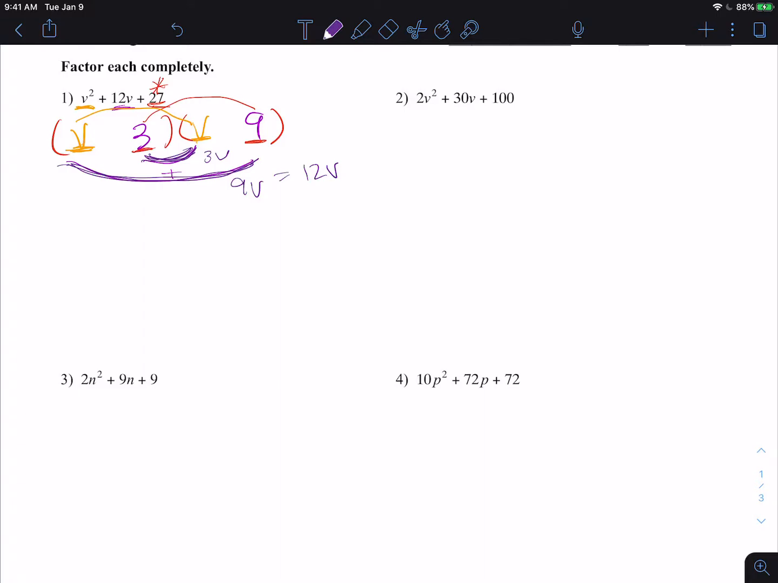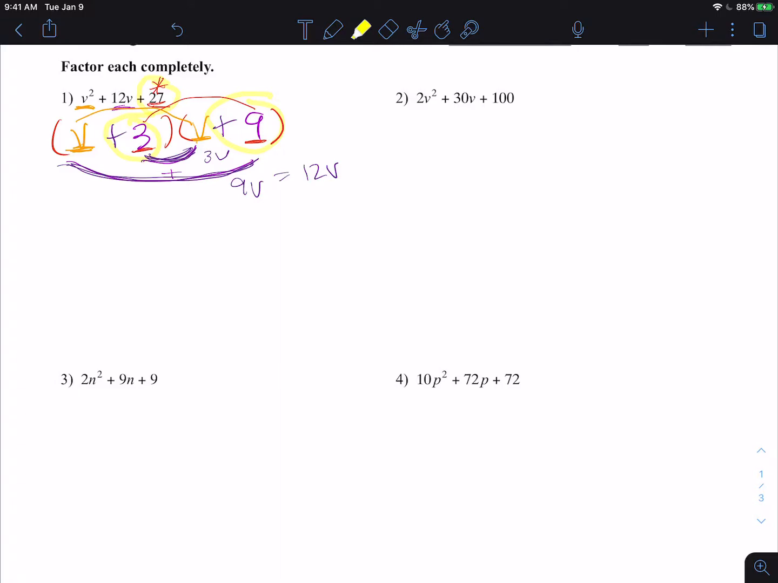Right? So now the only thing I need to do is look at my signs. I like to look at my signs at the end. I know in order to get to 12 with 3 and 9, I need both of them to be positive. I always like to double check at the end and make sure that these two things with our signs multiply to this value. So positive 3 times positive 9 is a positive 27.